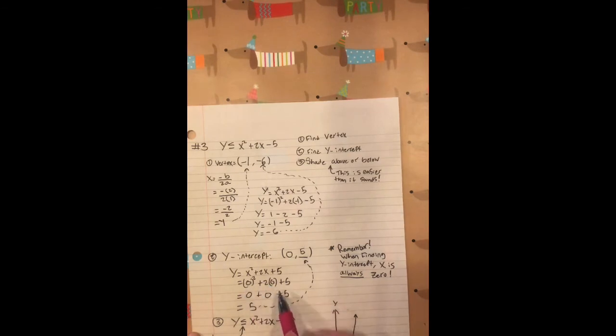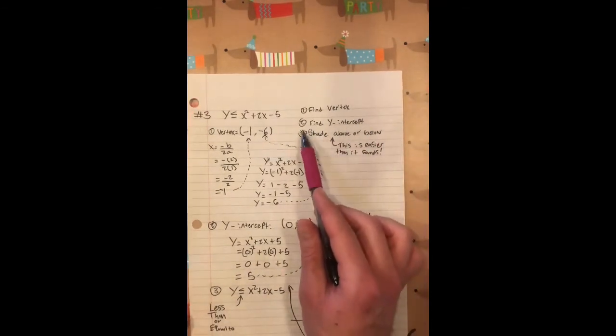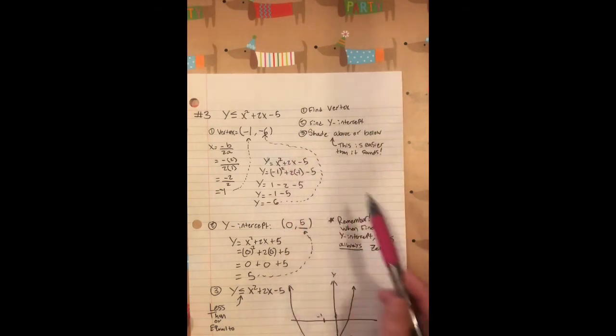This is the addition part. So you will not end up with a 0 right here unless you have no number right there. So just be careful when you're adding your numbers. All right. Finally, our last part is we need to know whether to shade above or below.